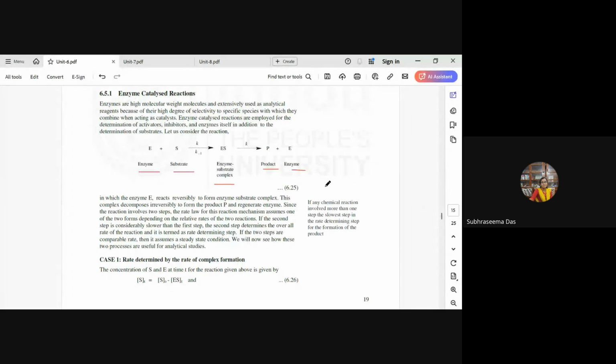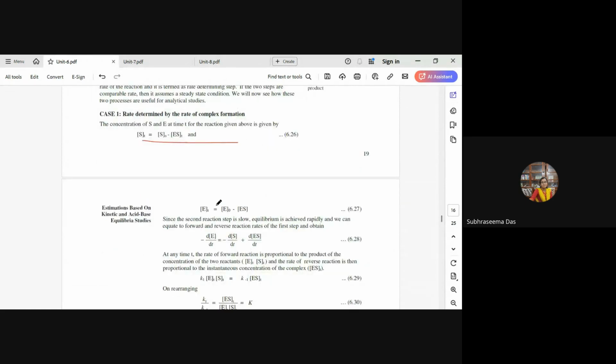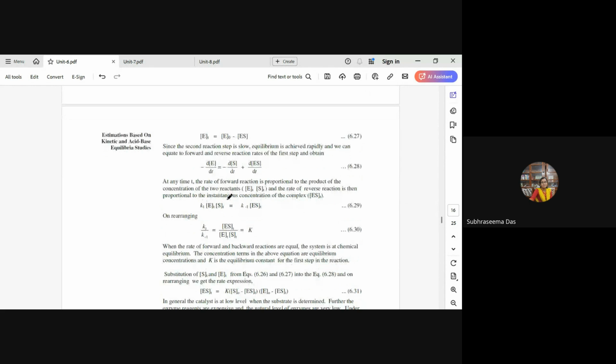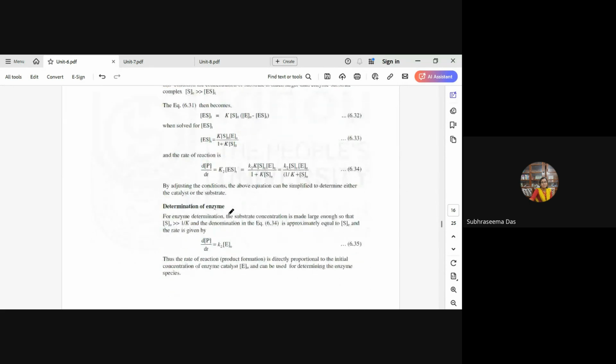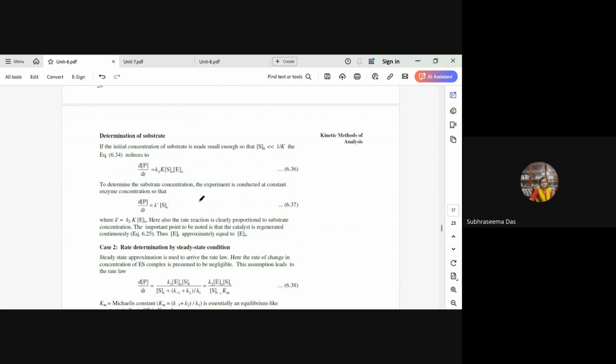Now first we see there are two processes involved. From these two processes, in the steps shown in equation 6.25, we will find out the rate of this enzyme catalyzed reaction. First, the rate is determined by the rate of complex formation. So the concentration of S and ES at any time t becomes S minus E0 t, and substituting all the values of E and ES and also applying the steady state approximation, we finally get the equation that is called the Michaelis Menten constant.